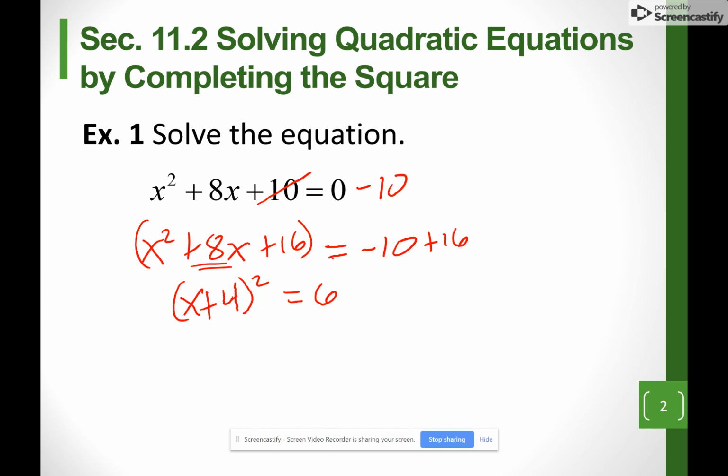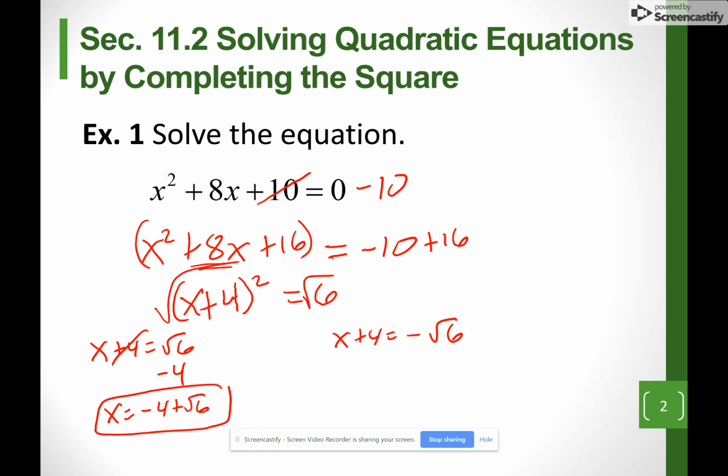Now, to get rid of the square sign, I'm going to do the square root, and I'm going to end up getting that x plus 4 is equal to radical 6, and x plus 4 is equal to the negative radical 6. Let me subtract 4 to each side. X equals negative 4 plus radical 6. Let me subtract 4 to each side, and I end up getting x equals negative 4 minus radical 6.